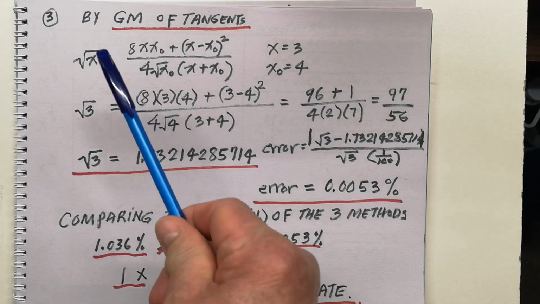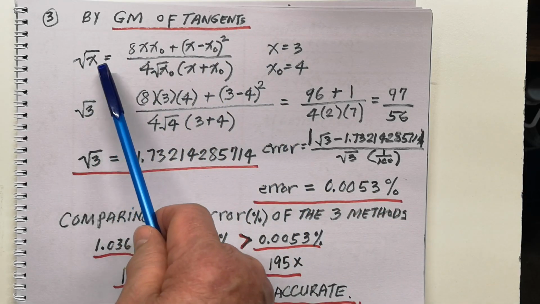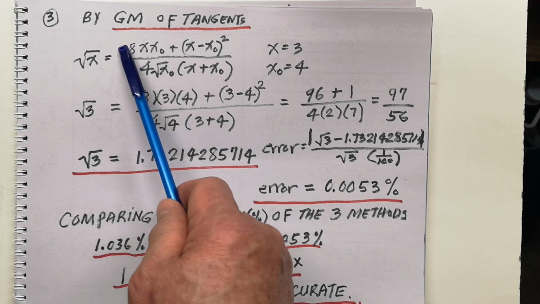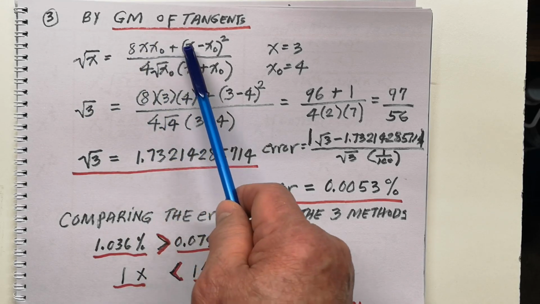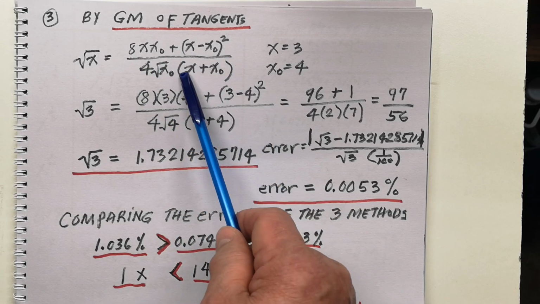And the last one is the geometric mean of tangent. This is the formula that we derived: square root of x equals 8x xo plus delta x squared over 4 square root of xo plus the sum of x and xo.